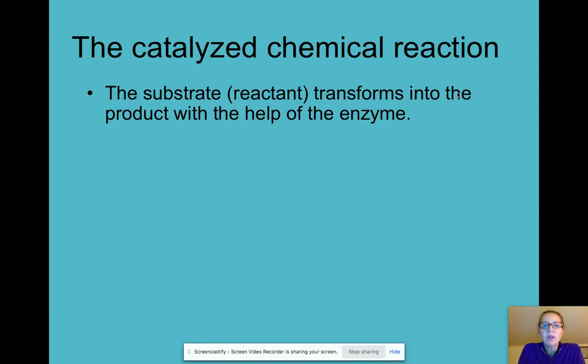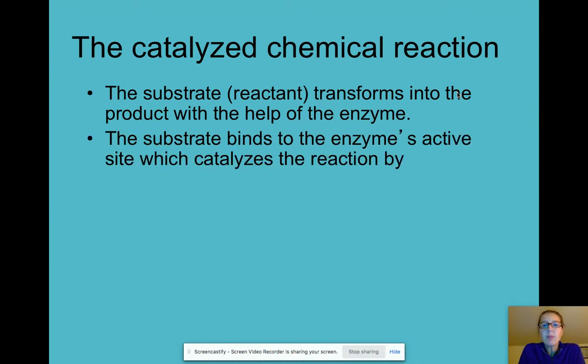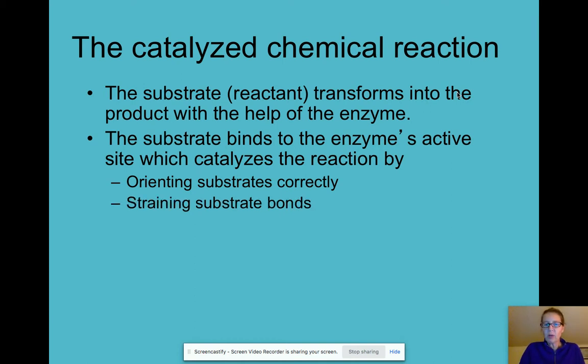Okay, so we know it's going to transform the substrate into the product. The substrate binds to the enzyme's active site, and that's going to form that enzyme-substrate complex, right? And what's happening when it's bonded to the active site is that it's going to orient those substrates in a way, like if it wants to build something, let's say it's an anabolic reaction, it's going to make sure that the parts of those two substrates are put together so that bond can be catalyzed. Maybe it's a condensation reaction.